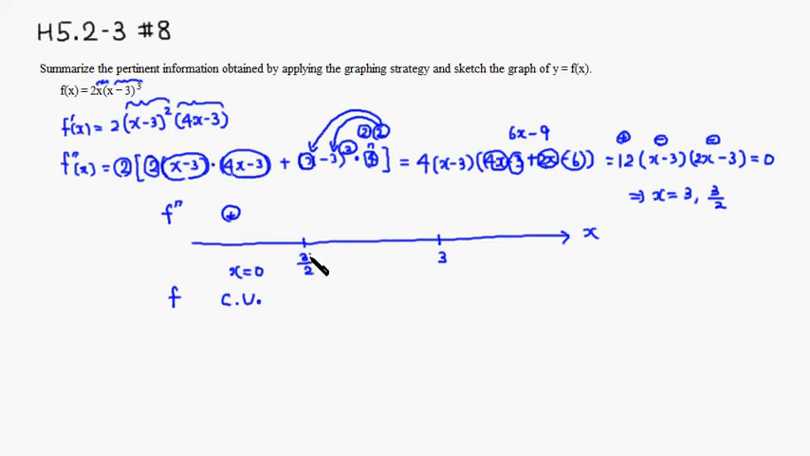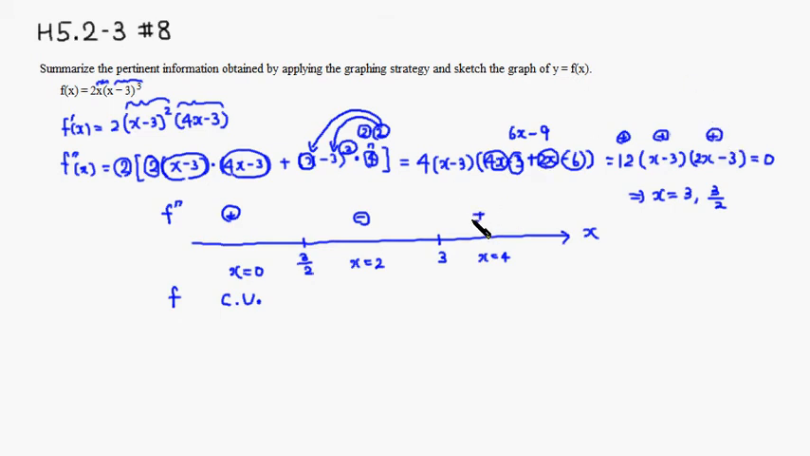Between 3 halves and 3, we can try x equals 2. Plug in 2, so that's going to be negative right here. But if you put 2 here, 4 minus 3, that will be positive. So positive times negative times positive is negative. Then we can try x equals 4. You can see that 4 minus 3 is positive, 2 times 4 is 8, minus 3 is positive, so every one is positive.